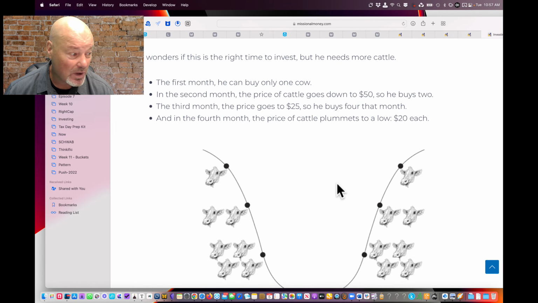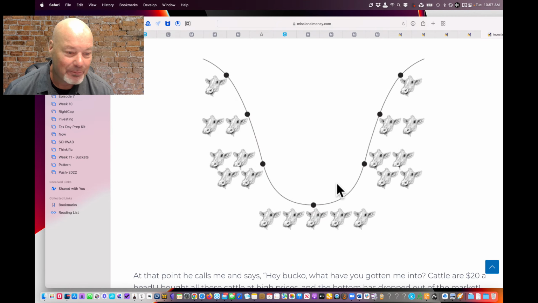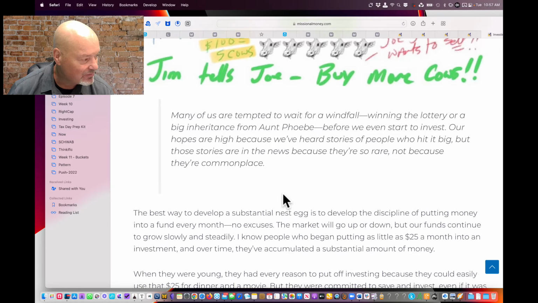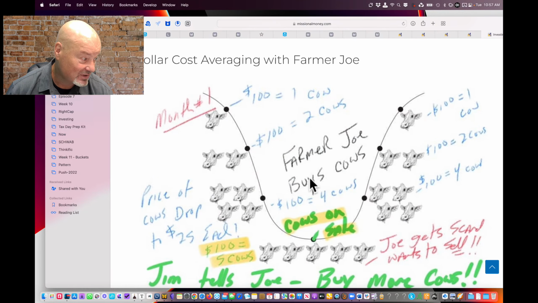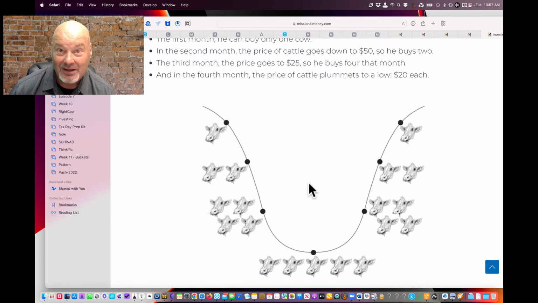Okay, so if you want to go fast, you can just read that, but I don't want you to read it. I want to tell the story. Month 2 comes along, and cows are cut in half. So Farmer Joe gets 2 cows for his $100 in month 2. And you can see as I go through this story, I scribble that in here, but because I don't have my iPad, I can't do it today. So today I'm just talking you through Farmer Joe's story about dollar cost averaging.